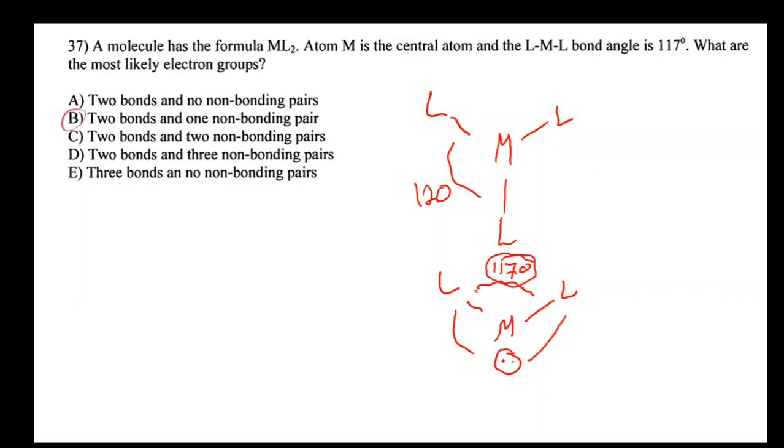How you would figure something like that out on your exam is you would want to look at your table of electron and molecular configurations and find an angle that is similar to this one on your table. Okay, so that's that one.